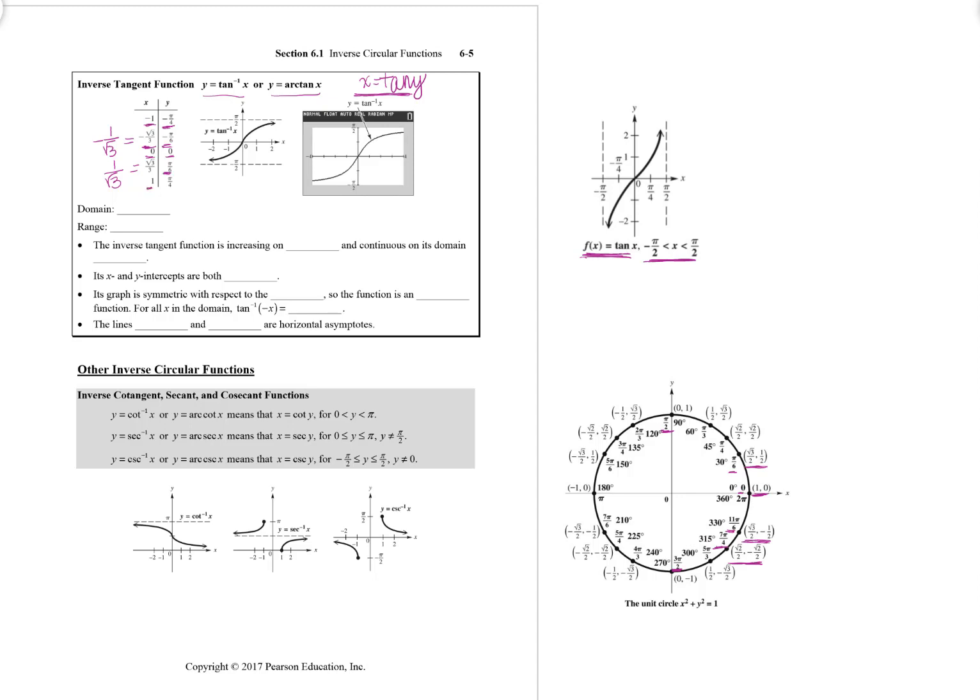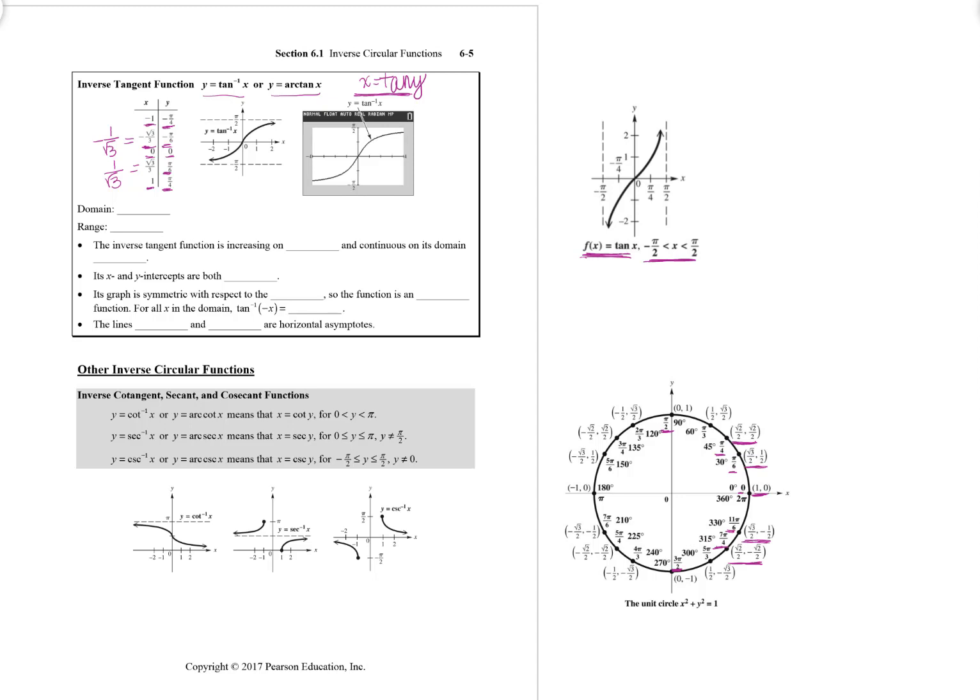And then 1. If x is equal to 1, that means the ratio of y to x on the unit circle is 1. That's going to be root 2 over 2, root 2 over 2. And then the corresponding angle is pi over 4, and we see that's what we have here for y.